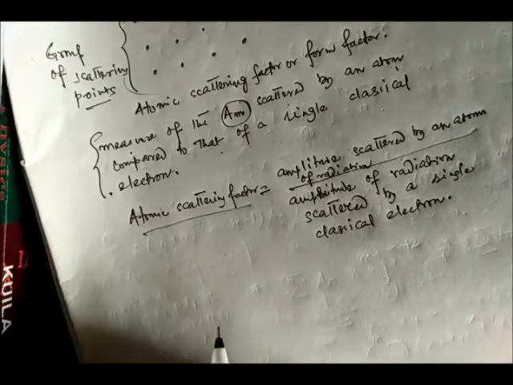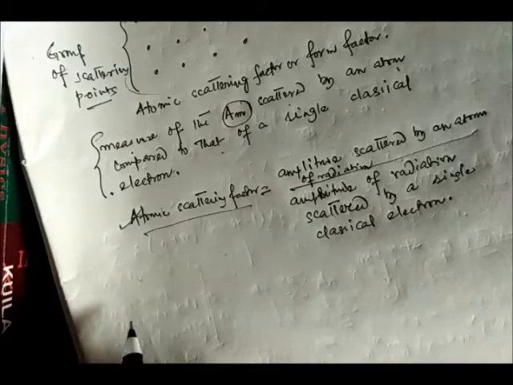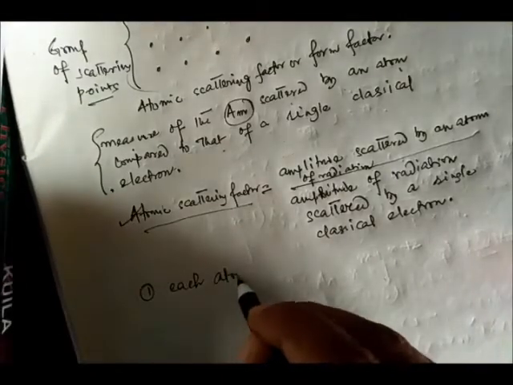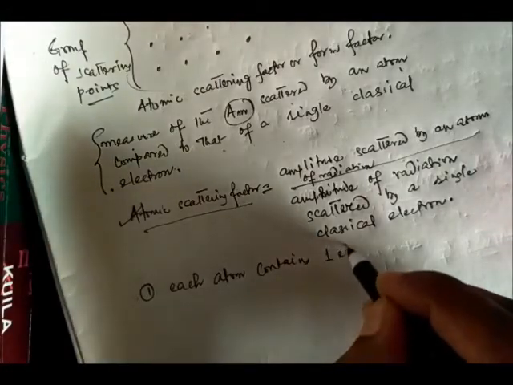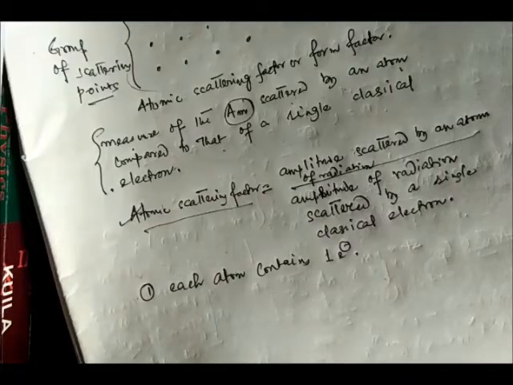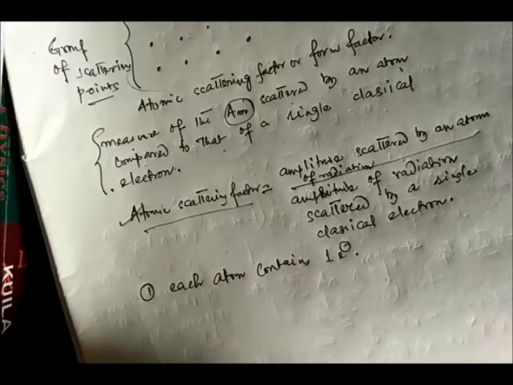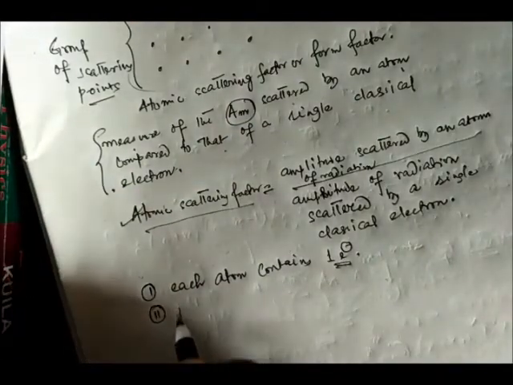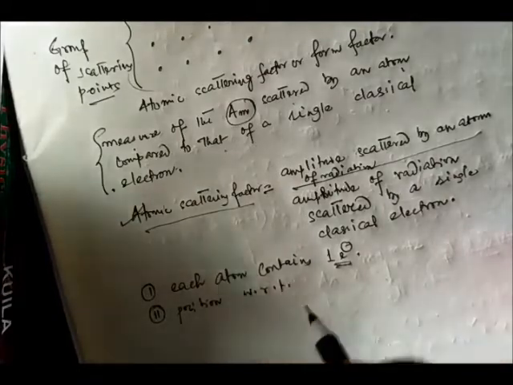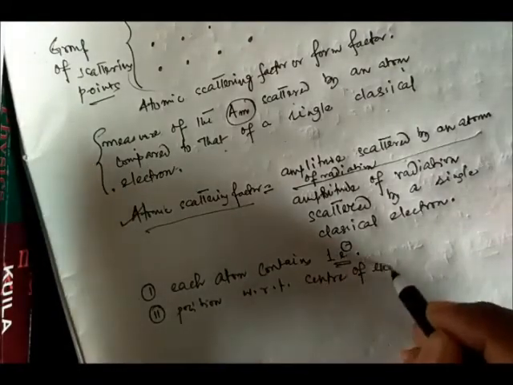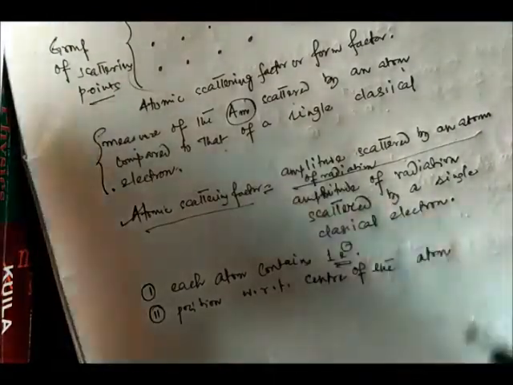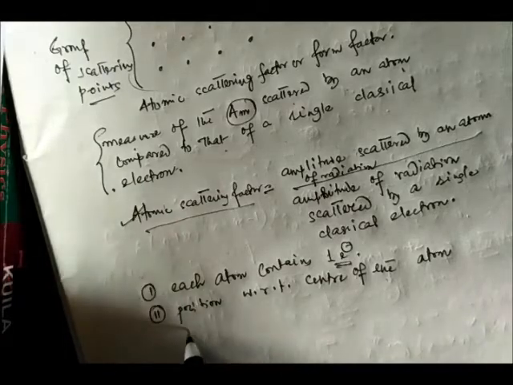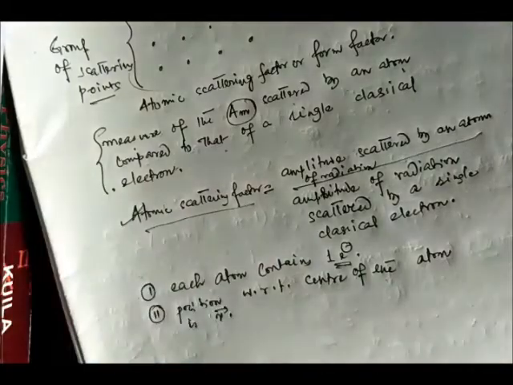Now to calculate this atomic scattering factor, let each atom contain only one electron. So my prior assumption is each atom contains one electron, and the position of this electron with respect to the center of the atom is given by this vector r. Okay.